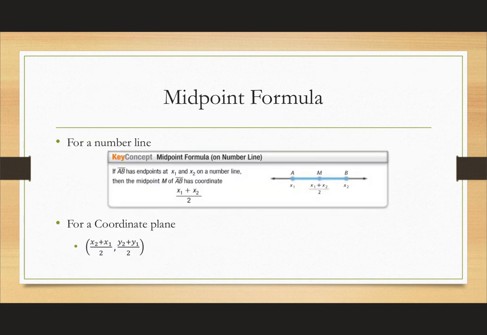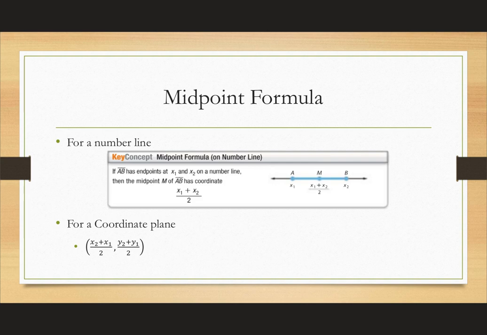Now we move on to the midpoint formula. Now midpoint, again, we're on the coordinate plane or we're on a number line. Midpoint is the exact middle between the two segments. We talked about this last lesson. It divides the segment into two congruent pieces.